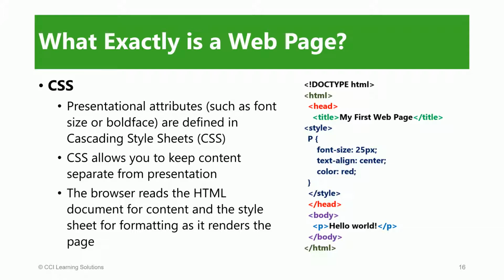So here we have an example of our web page once again, but this time we have the CSS inserted in our head. And this is saying that for paragraph tags, we're going to use a font size of 25 pixels. And it's going to be in the center, and the color of the text is going to be red.